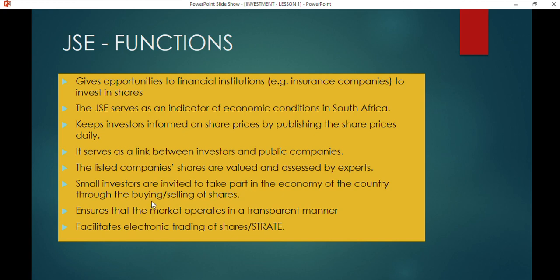Next one is to ensure that the market operates in a transparent manner. And lastly, it facilitates electronic trading of shares, with the abbreviation STRATE, which stands for Share Transactions Totally Electronic Limited.